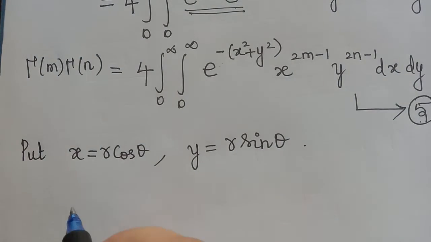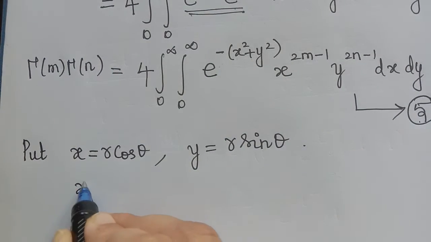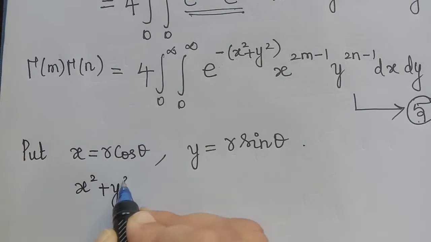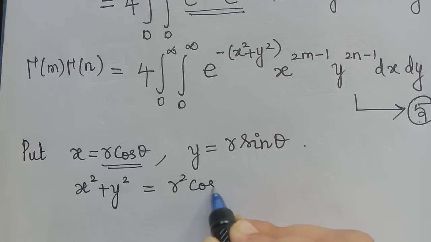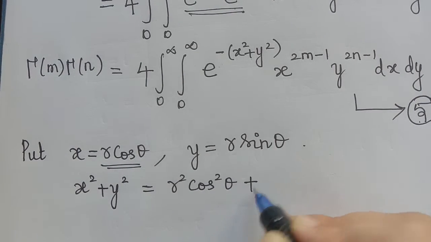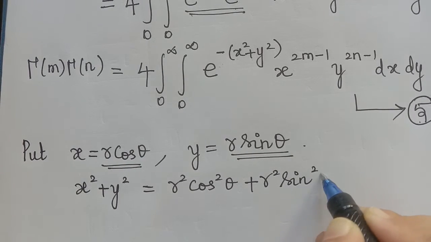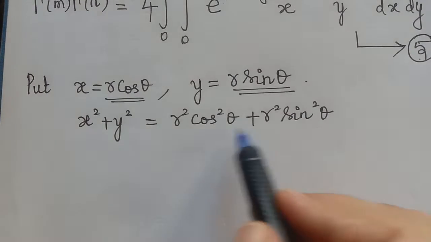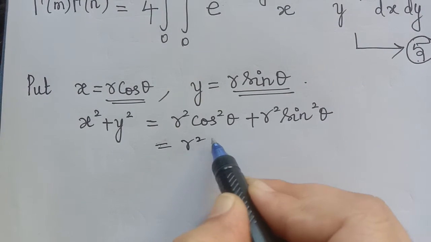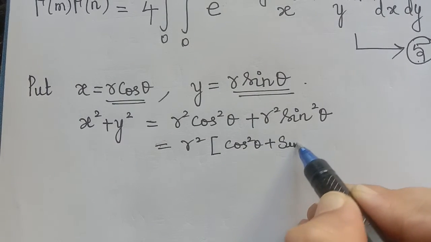So what will happen here? First we have to find x square plus y square. So x squared plus y squared will be equal to, what is the square of this? r square cos squared theta plus the square of this is r square sin squared theta. Now if you see, we can take that r square common. So it will be equal to r square multiplied with cos squared theta plus sin squared theta.